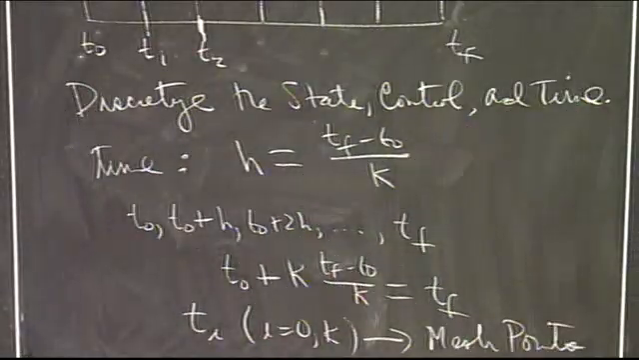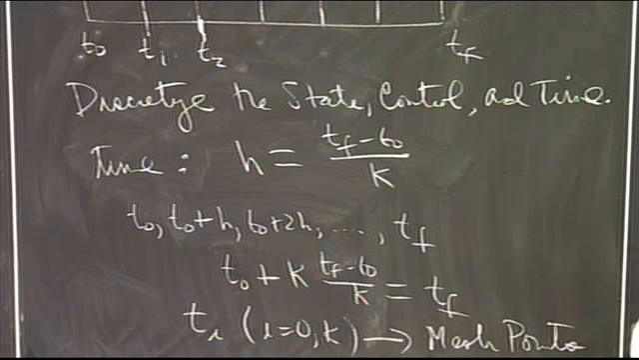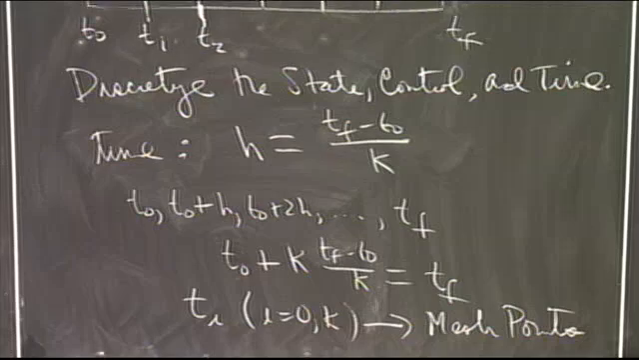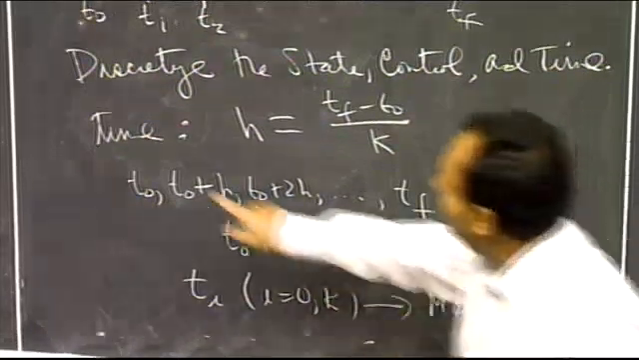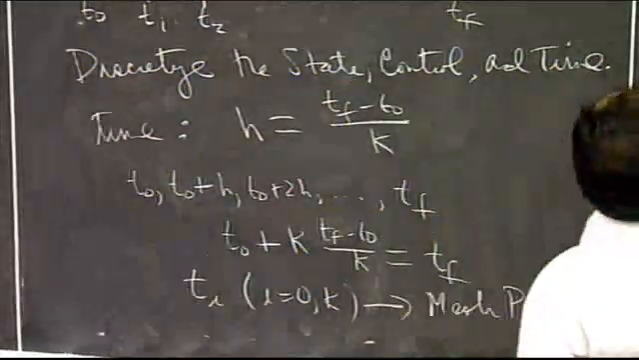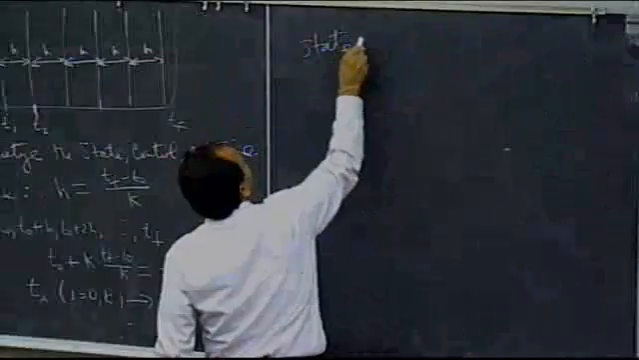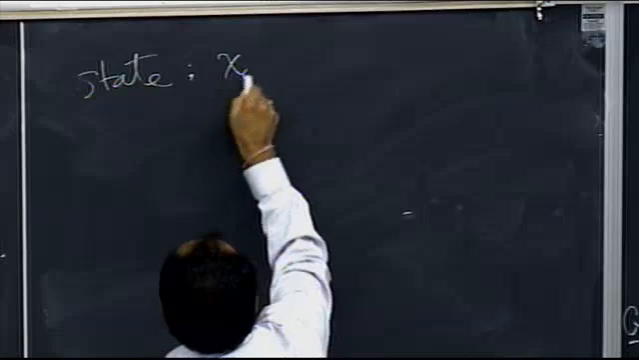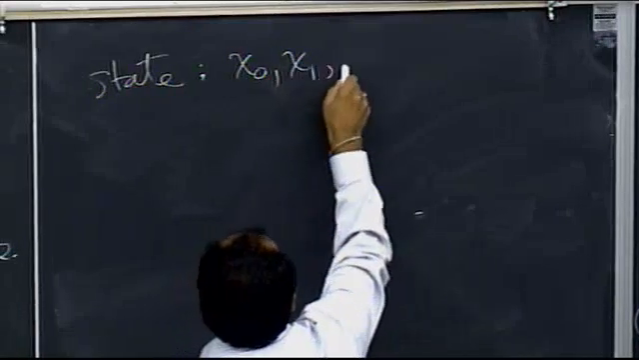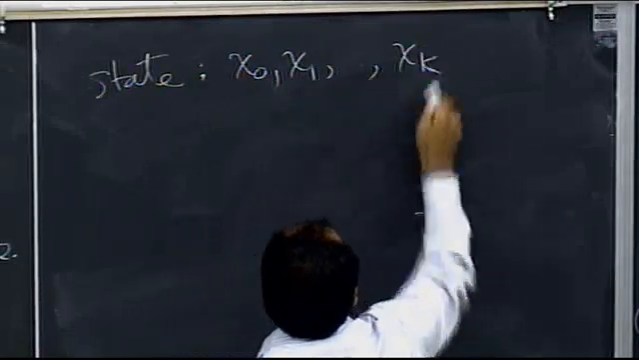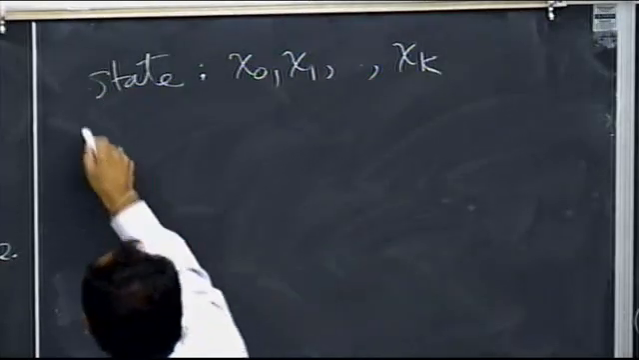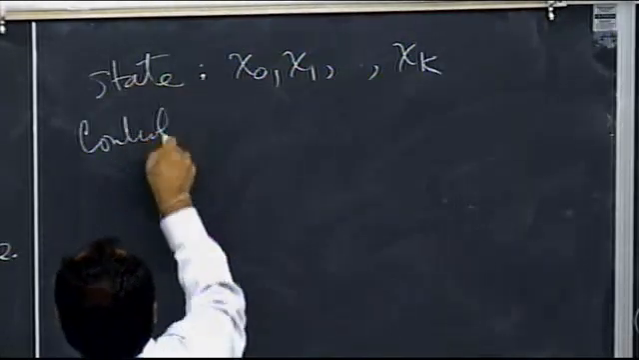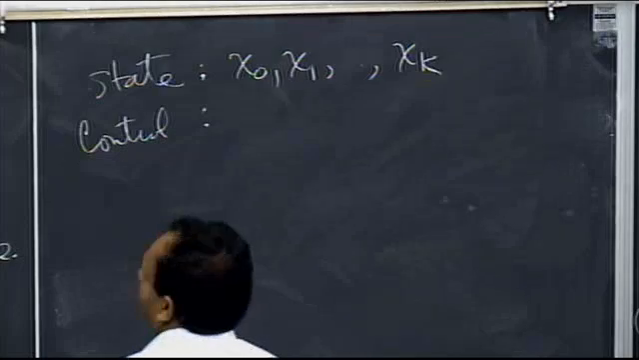Now, what happens is I've got this system of equations that arises from the Euler discretization. So I need to do something else here. Time is discretized this way. Now the state. Where am I going to discretize the state? Well, I've got x0, x1, all the way up to xk. So I got k plus 1 of those. The state's going to be discretized at all those points.